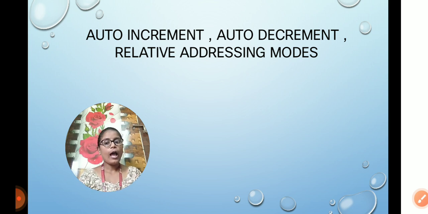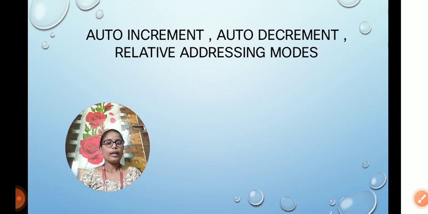And auto decrement: the Ri value is decremented first. The syntax is -(Ri). For example, the Ri value is 100. It is decremented first, before fetching the data. That means the Ri value becomes 99, and that location's data is fetched first, and then it is decremented further to 98, 97 and so on until the condition fails.